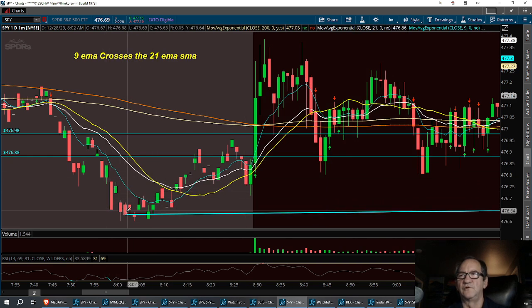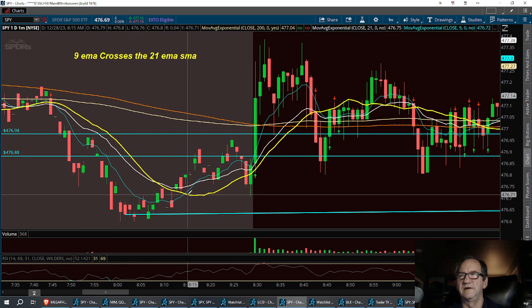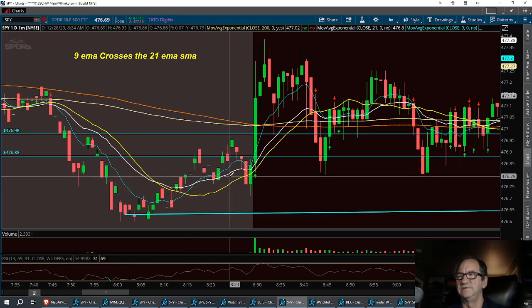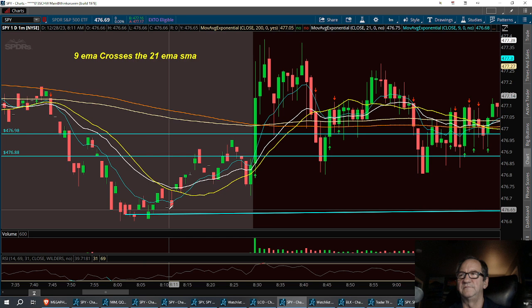So we start to curl up. We consolidate down here at the bottom, and we start to curl up a little bit. The 9 EMA has crossed over the SMA and the EMA. Now, I like to watch these two just to see which one respects the trend line the most. When I'm using a moving average, I want to find the moving average that respects the trend line the most.